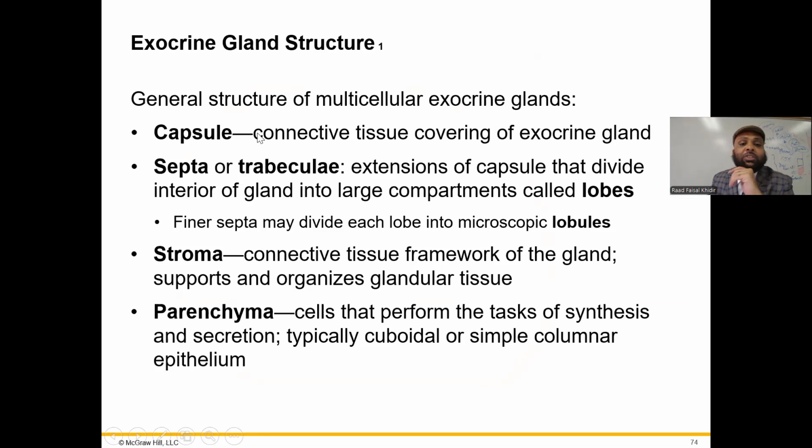Exocrine gland. So the general structure of a multicellular exocrine gland is it has a capsule, a connective tissue covering of the gland, and a septa or a trabecula, and these are extensions of the capsule that divide the interior of the gland into large compartments called the lobes, or finer septa that may divide each lobe into microscopic lobules. The stroma are the connective tissue framework of the gland, and they support and organize the glandular tissue. There is parenchyma. Parenchyma are cells that perform the task of synthesis and secretion, typically cuboidal or simple columnar epithelium.